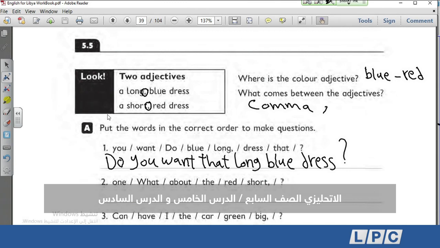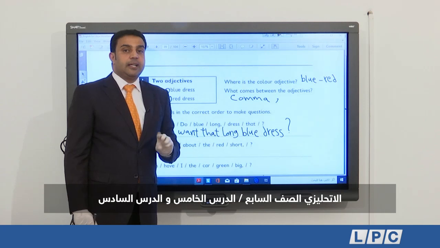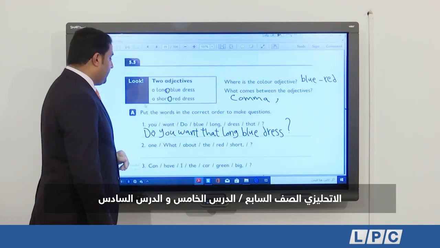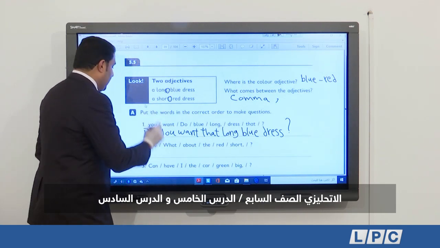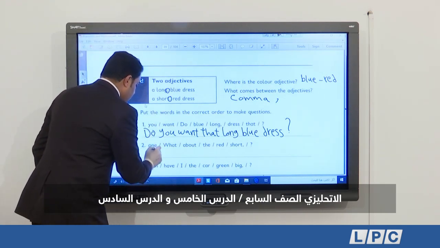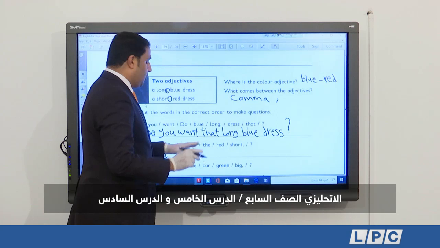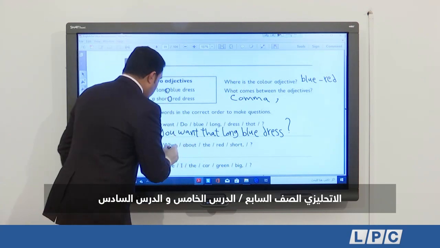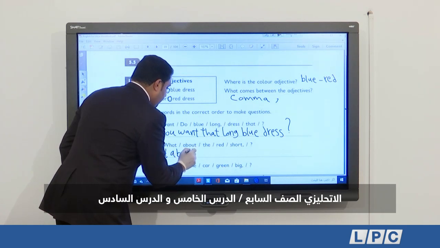Number two. What about the red short? The first thing that we have in a question, we look for the question word. Where's the question word here? What, very good. The question word comes together, which is what about? What about?